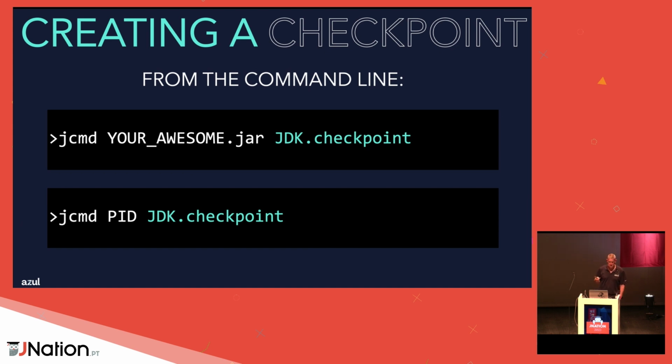Creating checkpoints is easy. There is either jcmd in this case. You can call jcmd, which is part of the JVM. You don't have to download it or something. Either you call it with the jar file name, or you use it with the PID. So if you run it in a Docker container, usually you use the PID, because it's always the same for the first application. And then you call it with the command JDK.checkpoint. And this will trigger the checkpoint mechanism in the JVM.